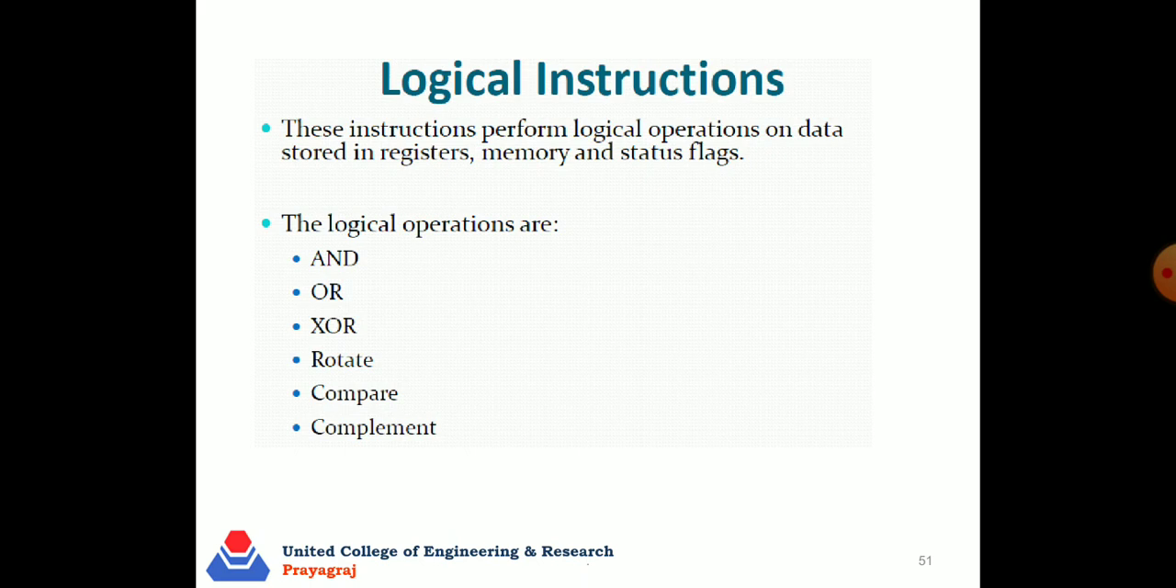If we talk about the registers, registers means A register, B register, C, D, E, H, L. If we talk about memory, memory means the location of the HL pair, and the status flag means the status of the flag register. All are 8-bit. The logical operations in the 8085 microprocessor are the AND operation, OR operation, XOR operation, rotate, compare and complement.